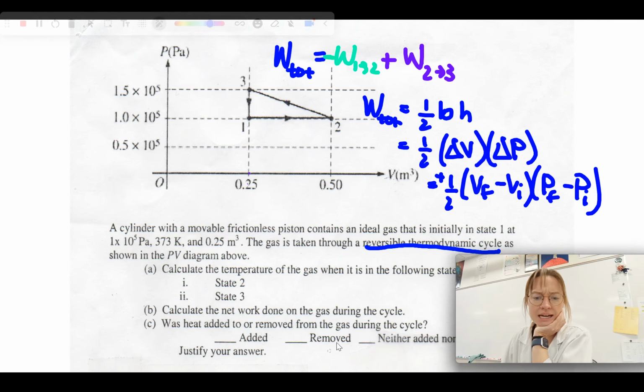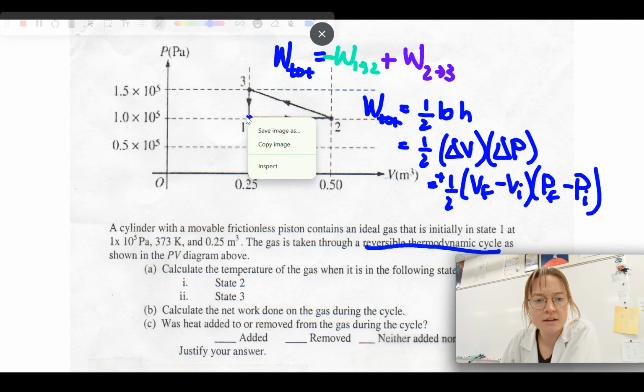Now, was heat added to or removed from the gas during the cycle? You can say added, removed, or neither, and then justify your answer. Let's think about it for a second here. Here's how I go about answering this question. I say the gas started here at this volume, at this pressure. Then it experienced an isobaric process, then some sort of adiabatic or isothermal process, then an isovolumetric process, and it got back to where it started.